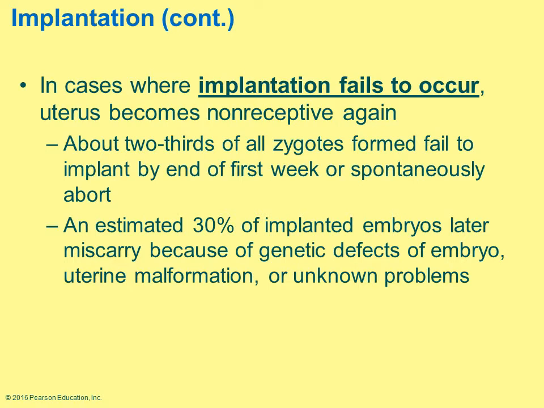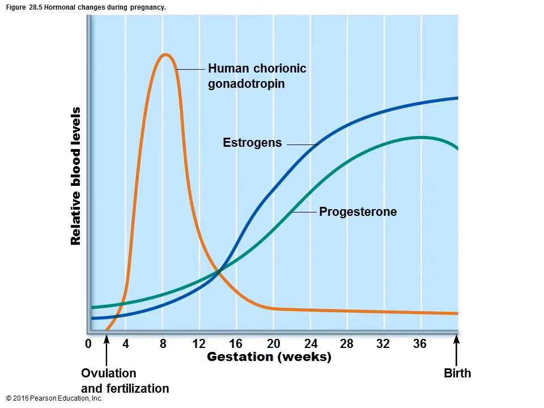Oftentimes, because this is happening within the first week and a half that fertilization has occurred, the woman doesn't even realize that she is pregnant. This graph is showing in orange the HCG. This is the hormone that's tested in pregnancy tests. So you can see there's initially a very high peak, but then it decreases after the second month. And then you have the increase. The blue is estrogen, the green is progesterone, which is now being secreted by the placenta to maintain the pregnancy.